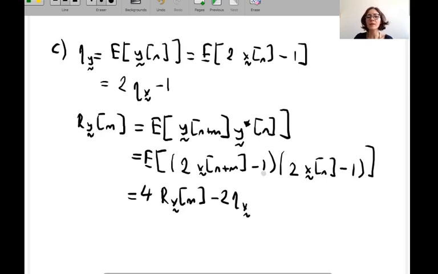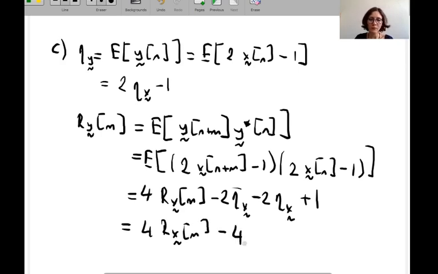Now similarly here, minus 1 times 2x of n. So you have a minus 2 factor going out of the expectation. So expectation of x of n again makes eta x, and minus 1 times minus 1 gives plus 1, which goes out of the expectation as it's a constant term, so that you get the ACF of y as 4 r x of m minus 4 eta x, but eta x was equal to p, so 4p plus 1. This is the expression for the autocorrelation function of y.